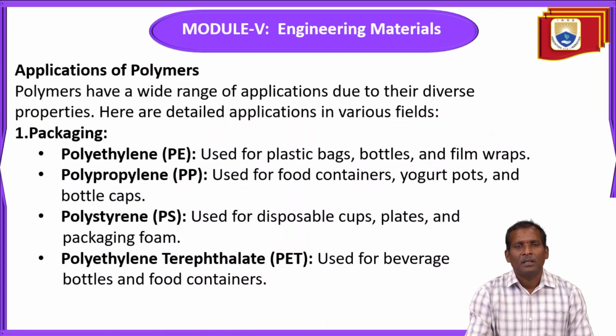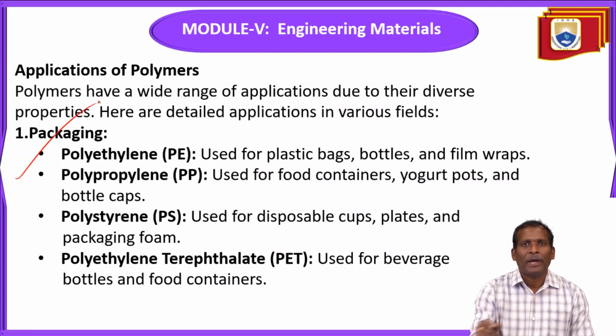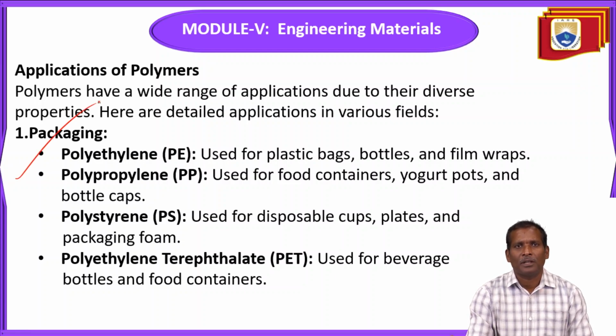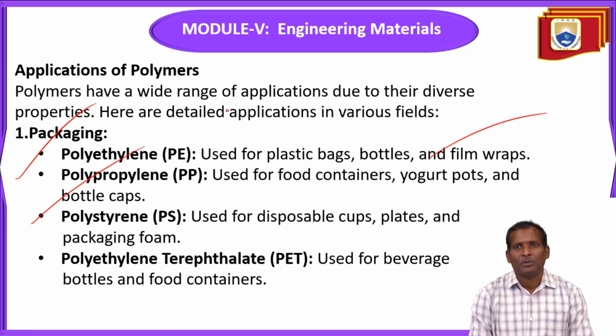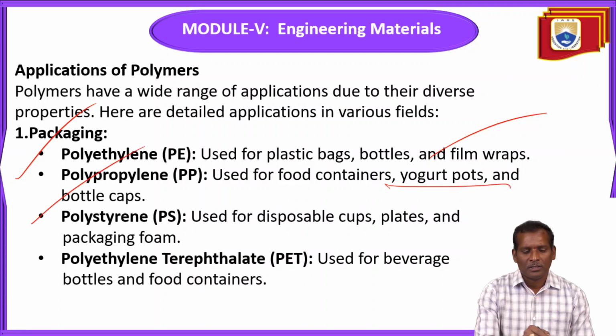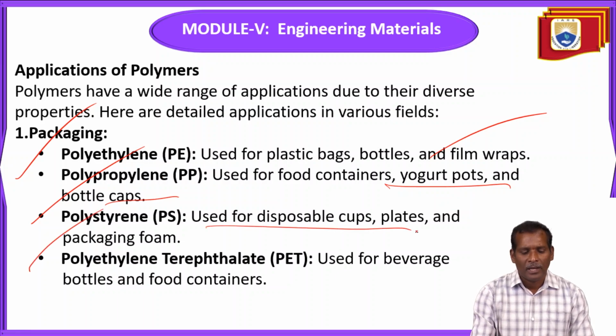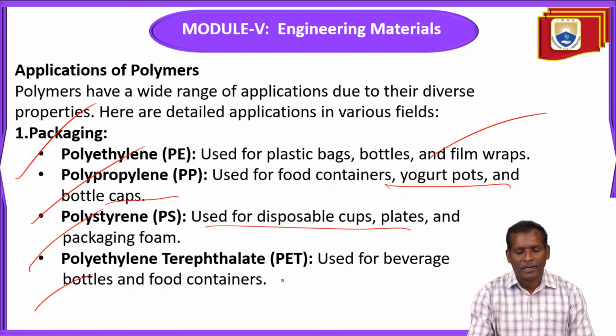The applications we have already discussed in the theory part, so here once again you see packaging, a wide range of applications due to their diverse properties. Polyethylene is used for plastic bags and bottles. Polypropylene is used for food containers, yogurt pots and bottle caps. Polystyrene is used for disposable cups, plates and packaging foam. And polyethylene terephthalate, that is PET, is used for beverage bottles and food containers.